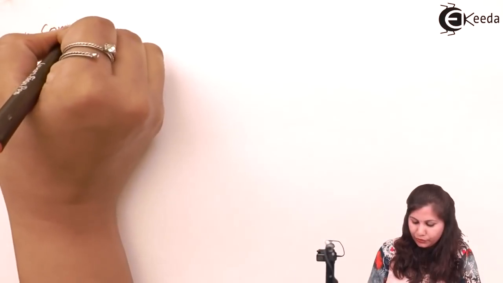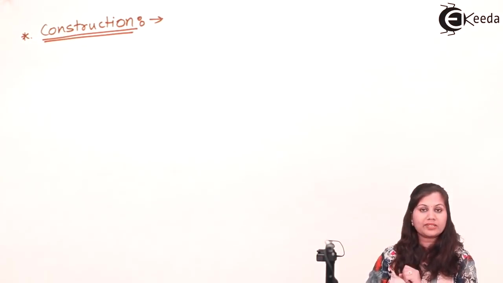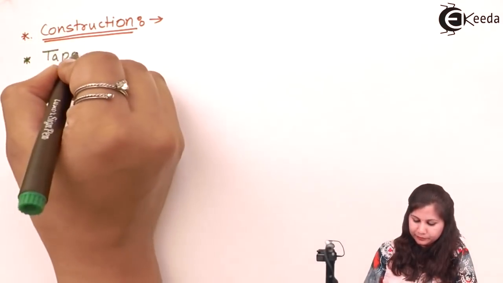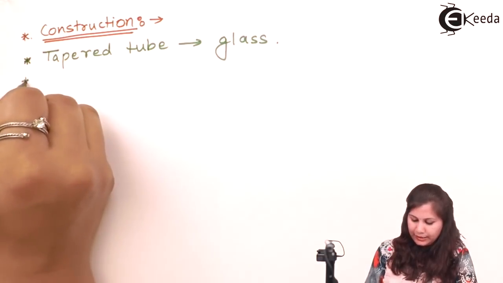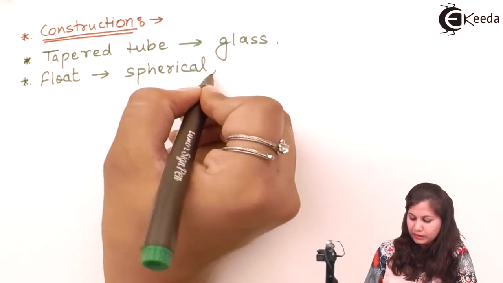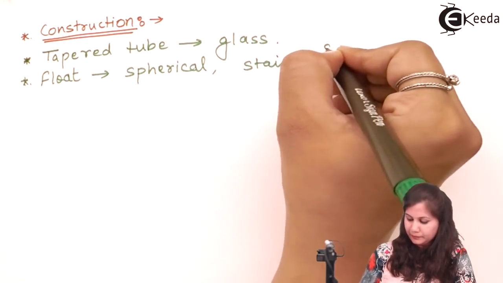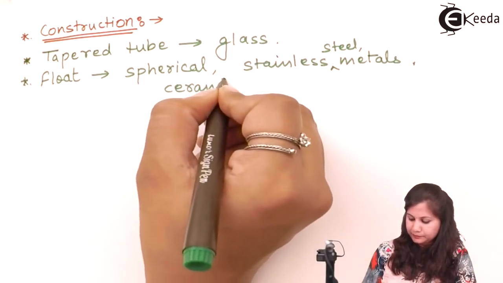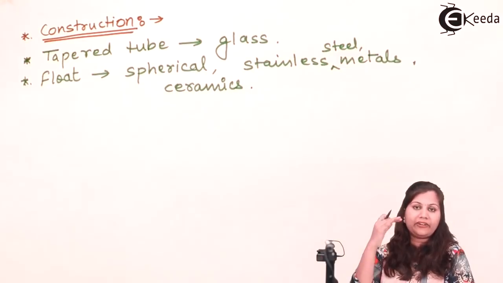Now let's see the construction of rotameters. So we have seen here that the rotameter consists of two main parts. One is the tapered tube, which is made up of glass, and a float, which is generally spherical in shape, and it can be made up of stainless steel, metals or ceramics. The shape is generally spherical so that when the fluid is rising up, it can easily raise the float.